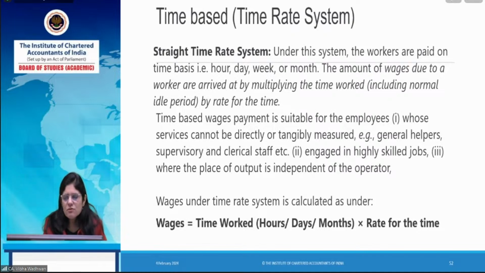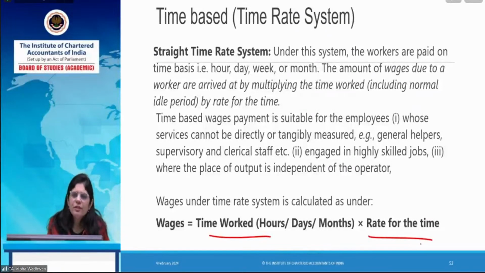Time-based wages is suitable for the employees. Of course, they who are executives, normally we get the payment on a time basis only. So how do we calculate? Time worked into rate for the time. This is normally how we get the salary. Clear?